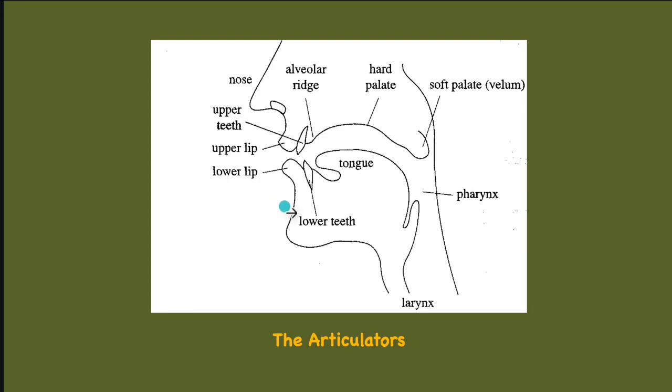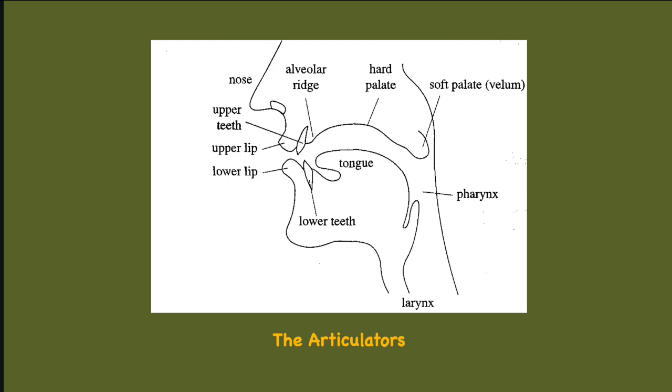Now, let's talk about the larynx. As we mentioned before, the larynx houses the vocal folds, also known as the vocal cords. It's also where the sound produced in your vocal cords begins its journey through the other articulators.